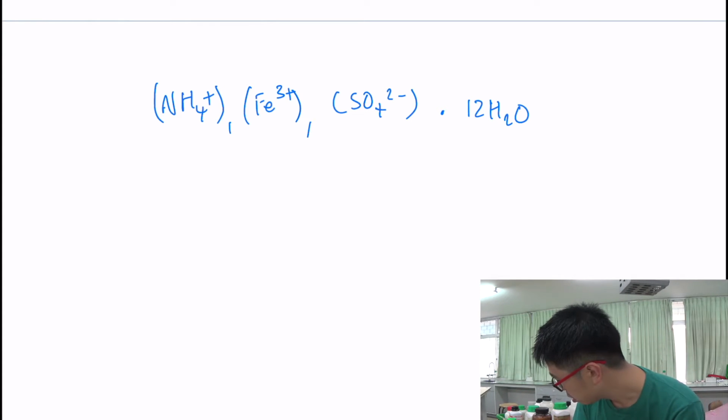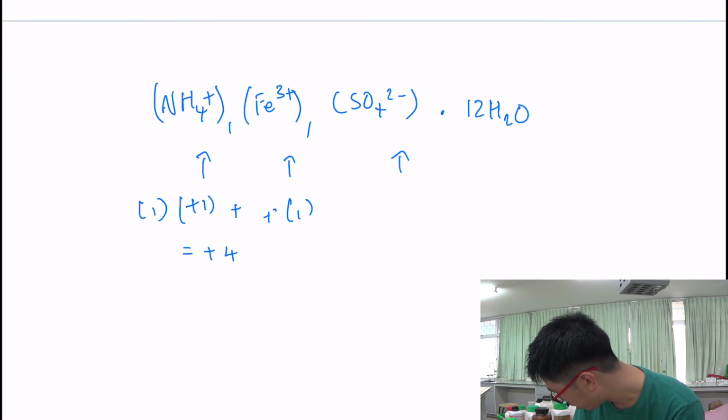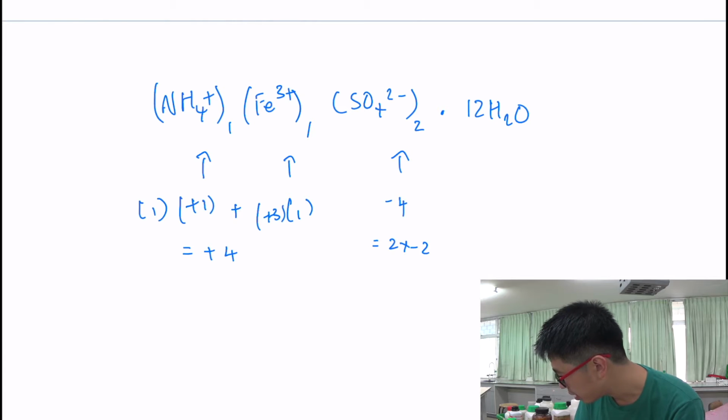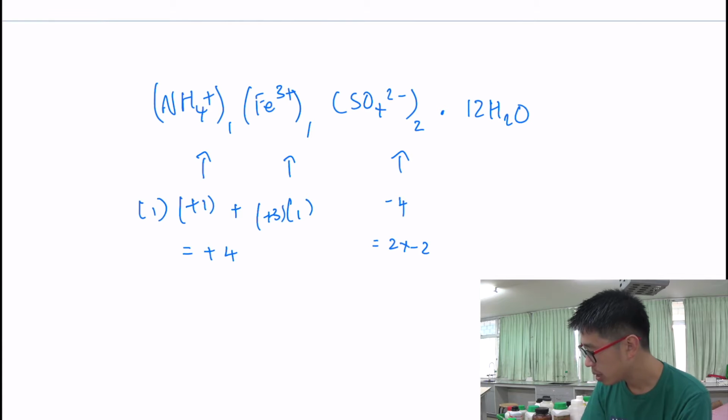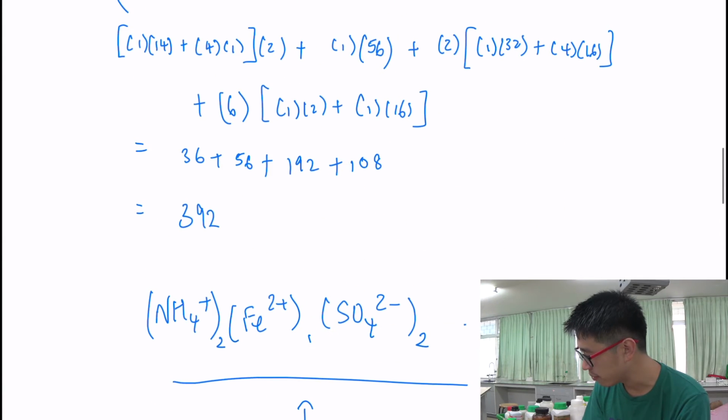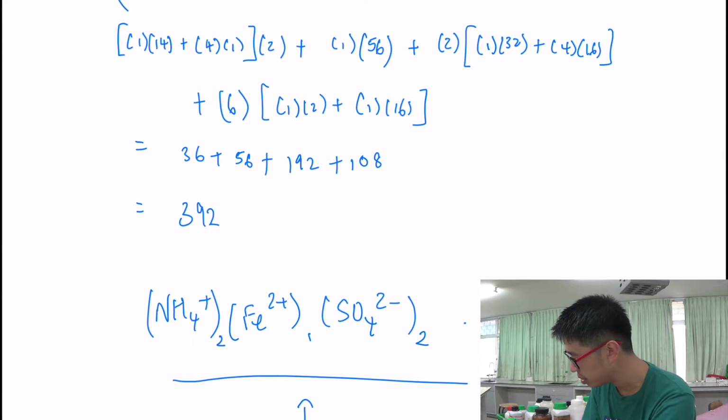Okay, so you have 1 ammonium and 1 iron 3, so plus 1 times 1, plus 3 times 1, you add them together, that's going to give you plus 4. And then that is going to give you minus 4 to balance out the charge there, and therefore you need 2 times minus 2, so you need 2 sulfate. So the formula of ammonium iron 3 sulfate is one of these, and 2 of these.